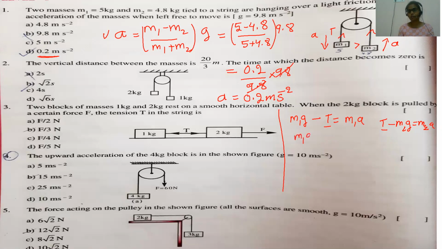Okay, let us write M1 of G, here M2 of G is there, minus M2 of G, because this and this get cancelled. We are just adding. And the right hand side, what is remaining? M1 plus M2, just I am taking common, this is A.